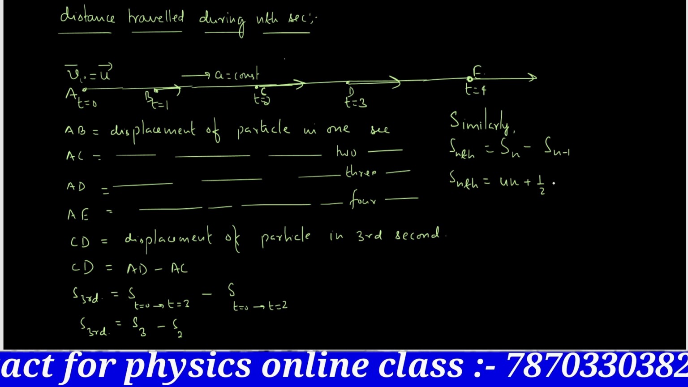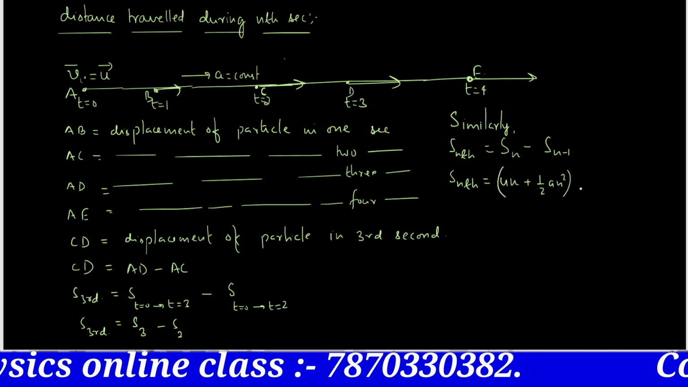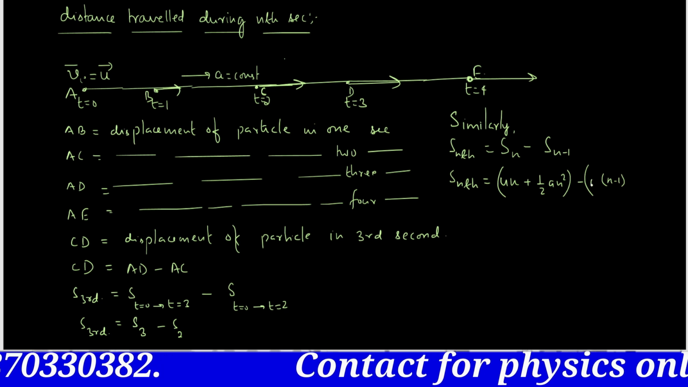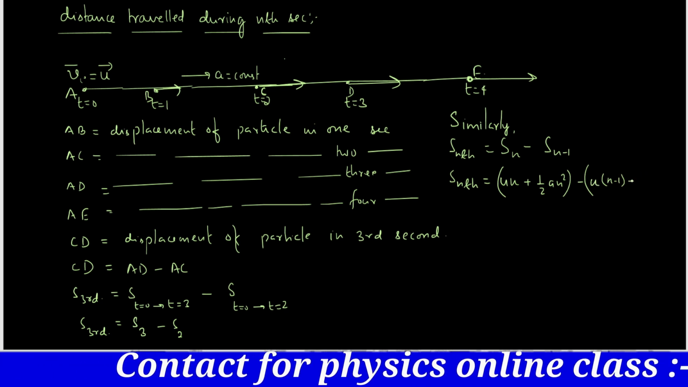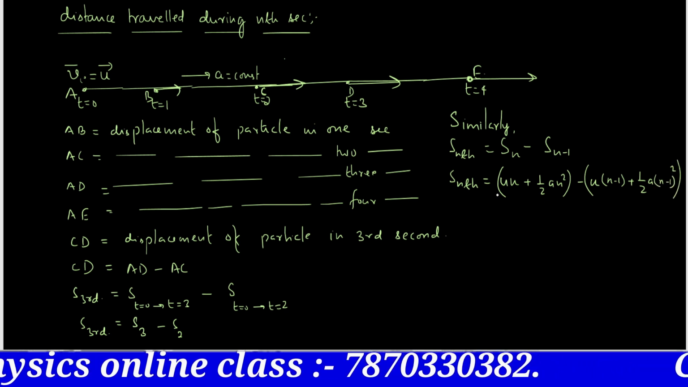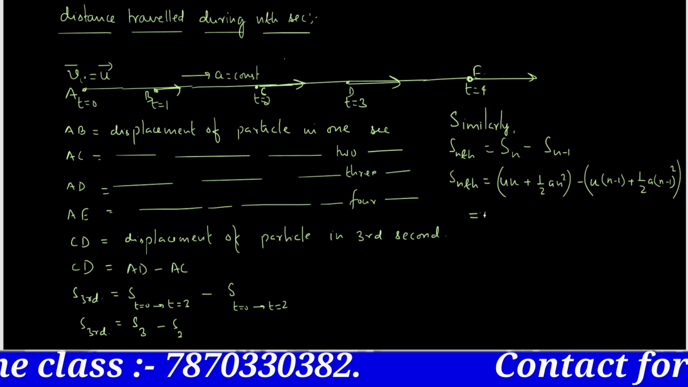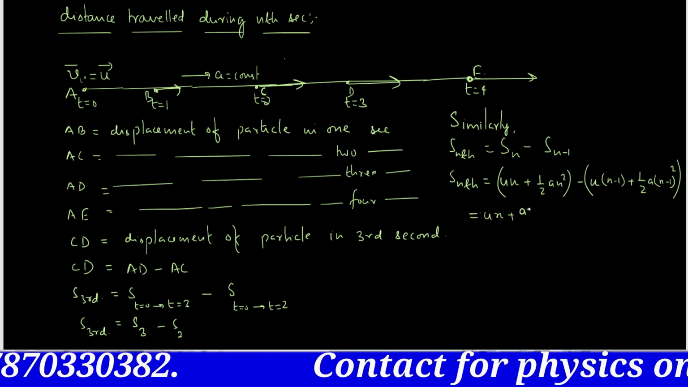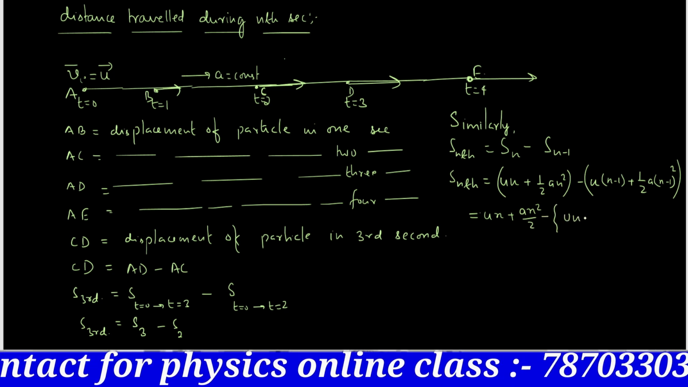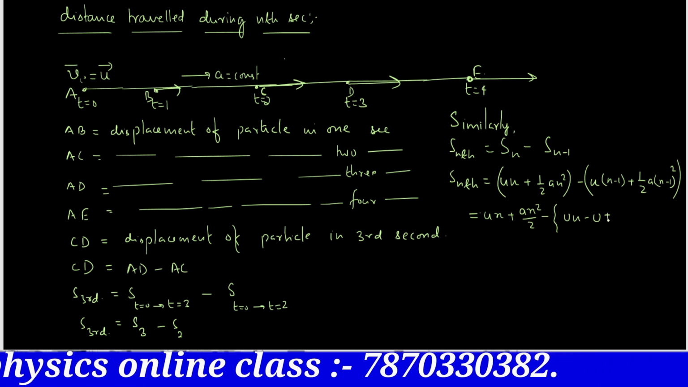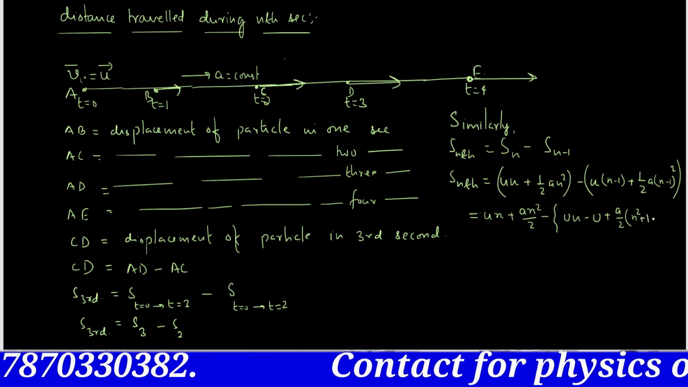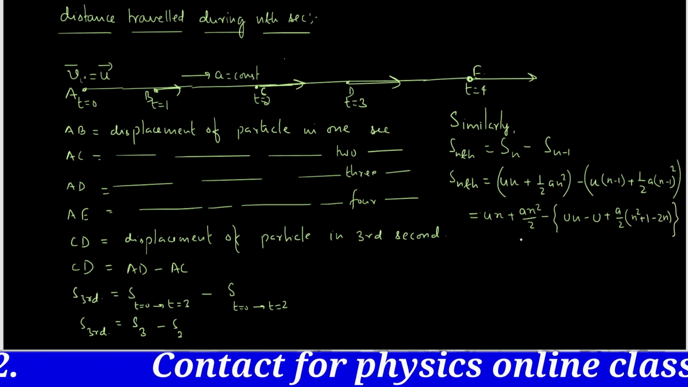Very good, excellent. Un plus half a n square minus (u(n minus 1) plus half a (n minus 1) square). So this will be un plus a n square by 2 minus un minus u plus a by 2 into (n square plus 1 minus 2n), right?